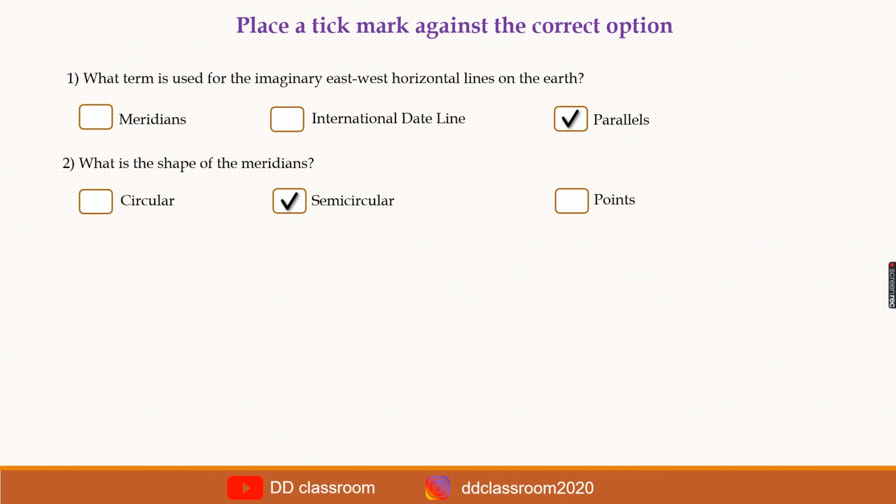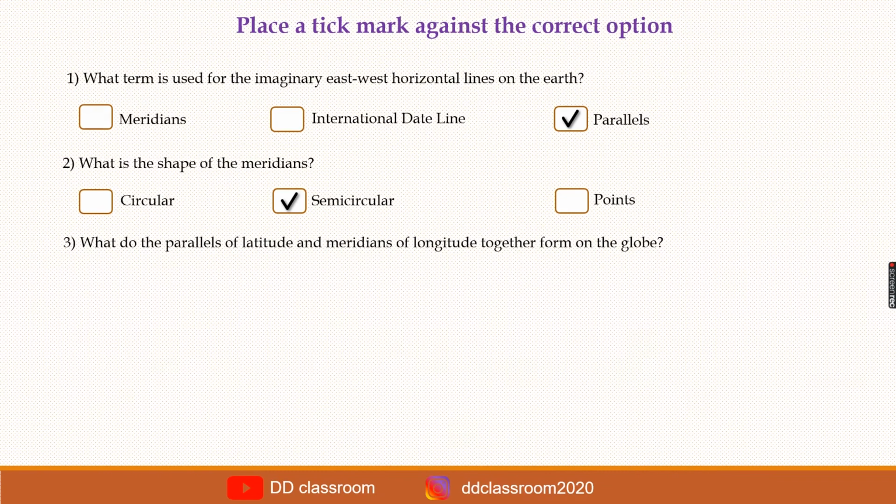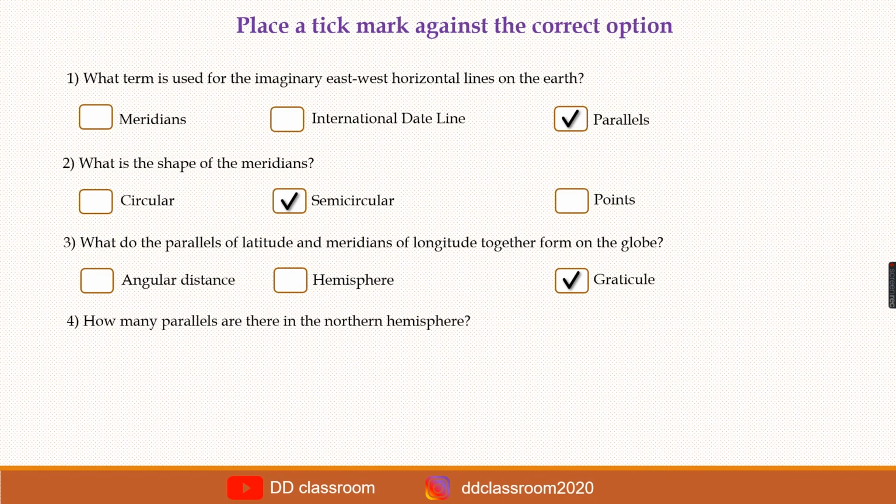Question number 3. What do the parallels of latitude and meridians of longitude together form on the globe? Options are angular distance, hemisphere, graticule. The right answer is graticule. Question number 4. How many parallels are there in the northern hemisphere? The options are 90, 89, 91. The correct answer is 90.